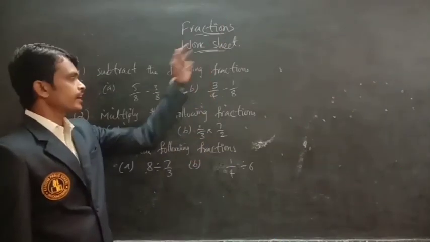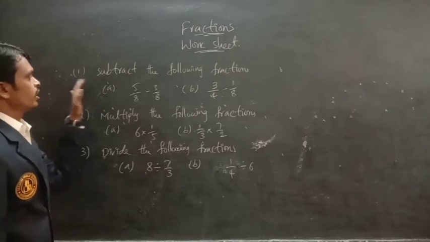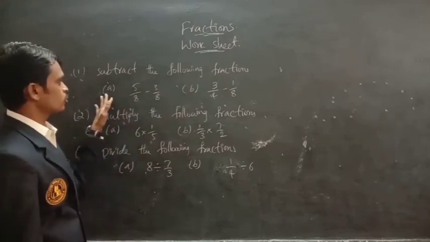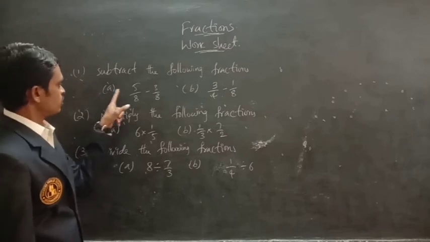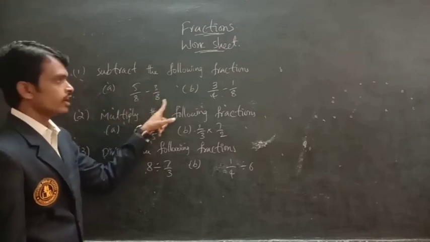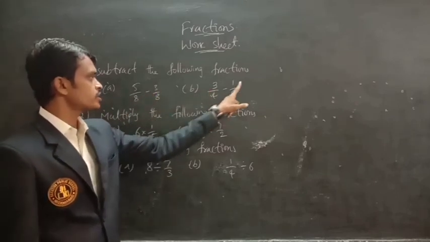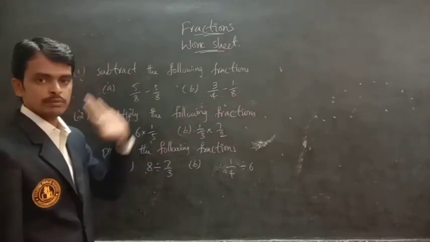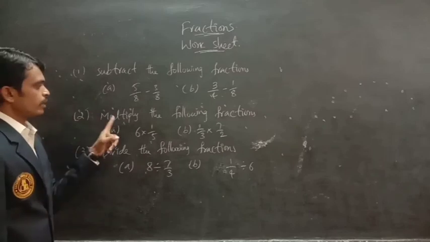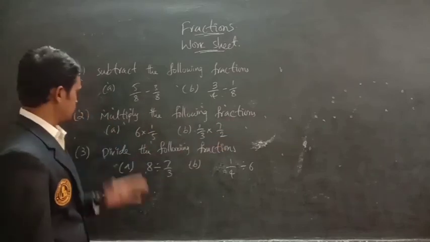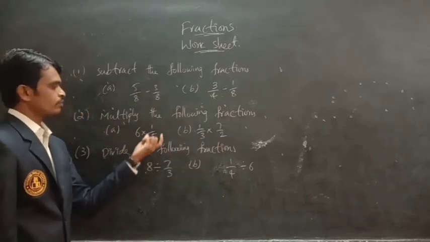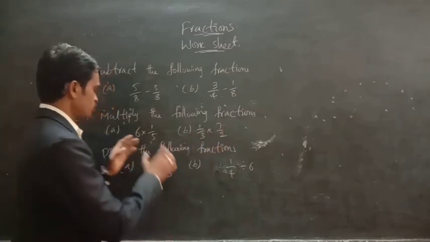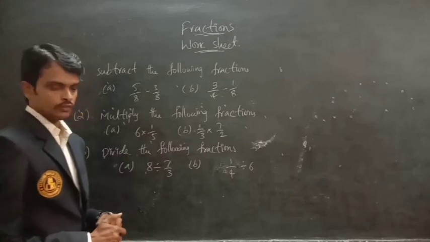Homework problems on fractions. First problem, subtract the following fractions. In the first bit I have given two problems. First is 5 by 8 minus 3 by 8, and second is 3 by 4 minus 1 by 8. These two problems we have to subtract. Now second, multiply the following fractions. First bit 6 into 1 by 5, and second bit 2 by 3 into 7 by 2.